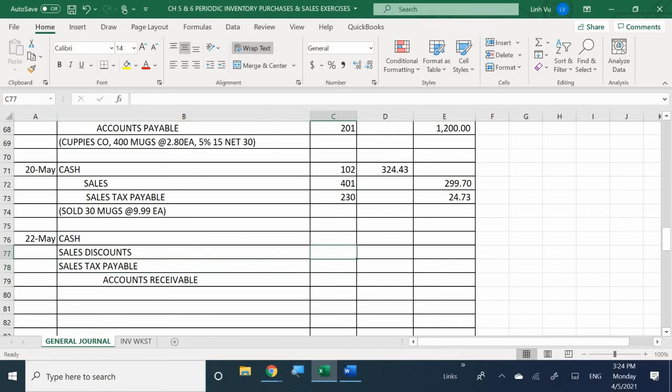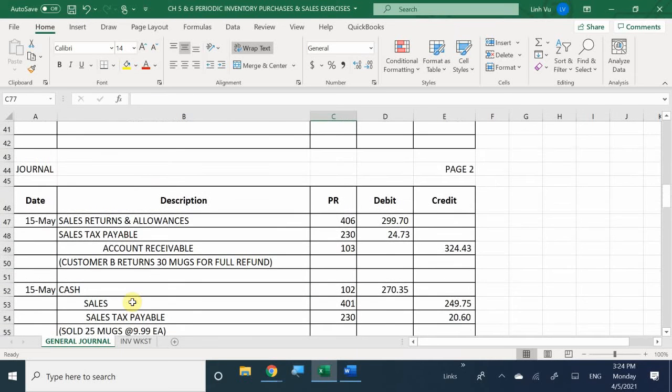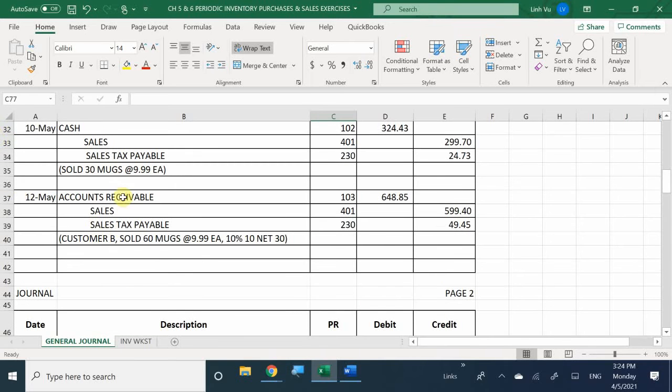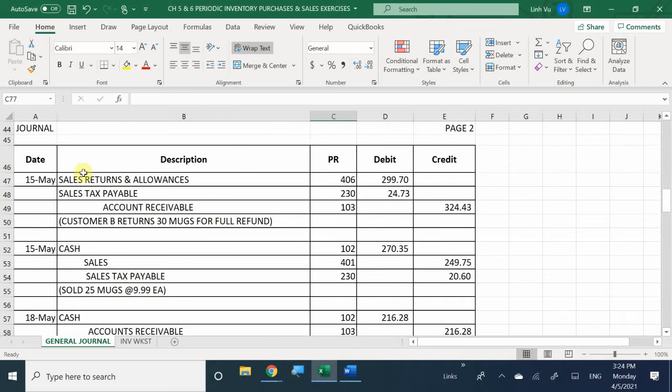Okay? Now let's go ahead and go up and review what this person owes us. So on the 12th, here's our initial right here. We sold to him 60 mugs for a total of $648.85. But then 3 days later, he decided to return 30 of those mugs. So we gave him his money back. So in this case, we returned him $324.43.